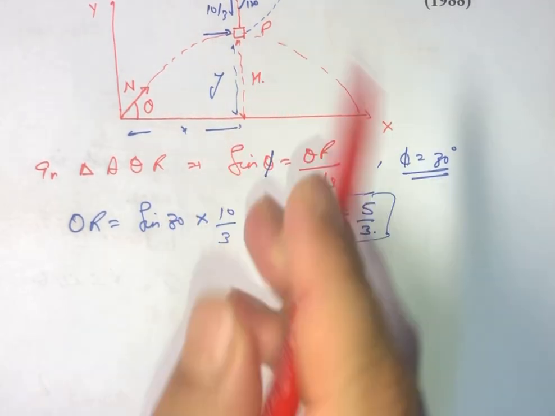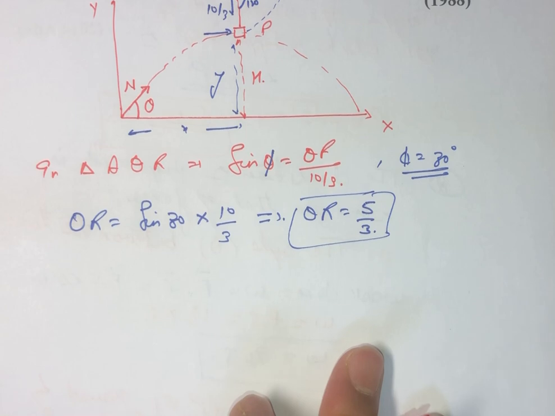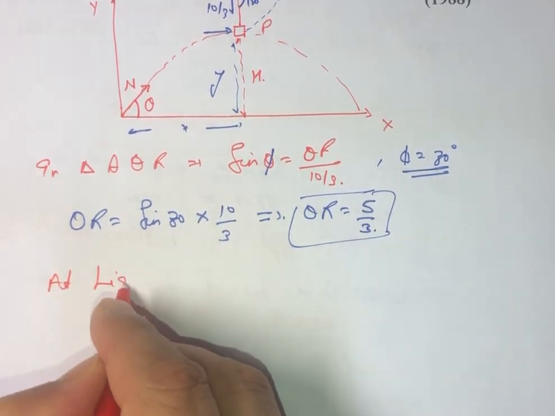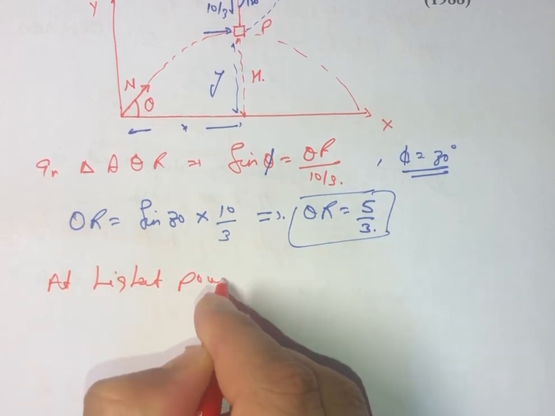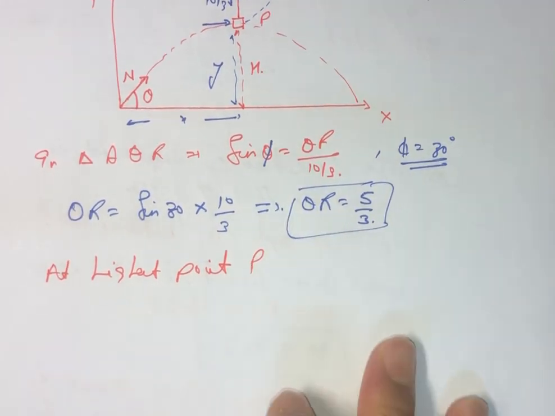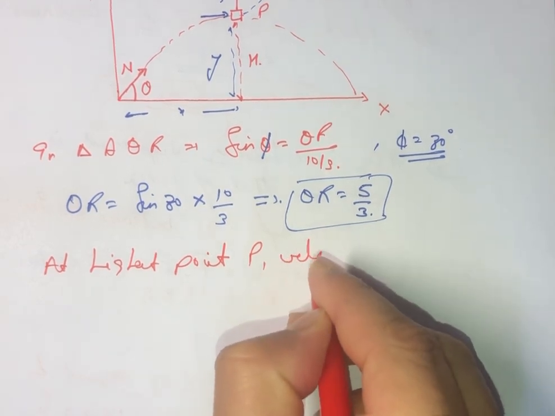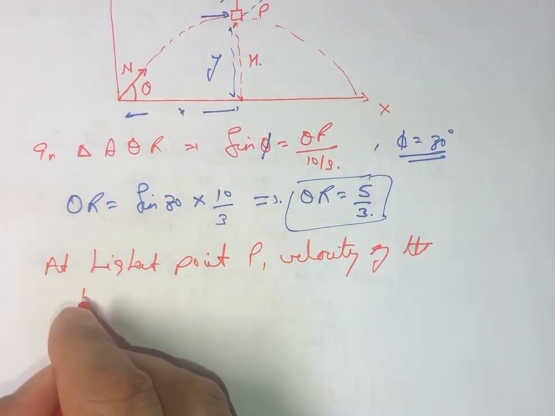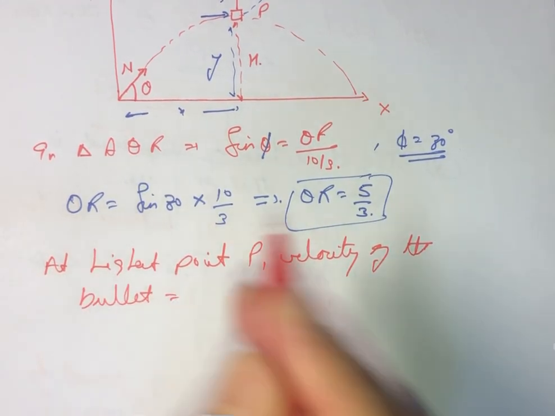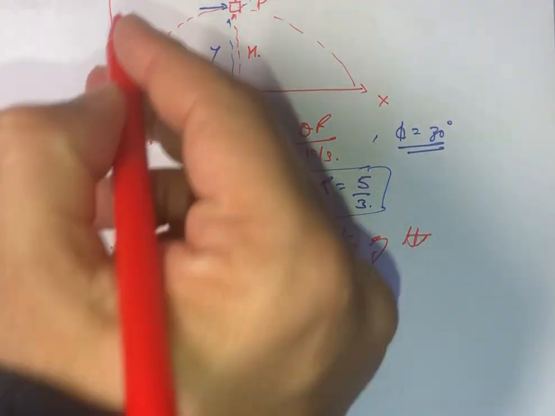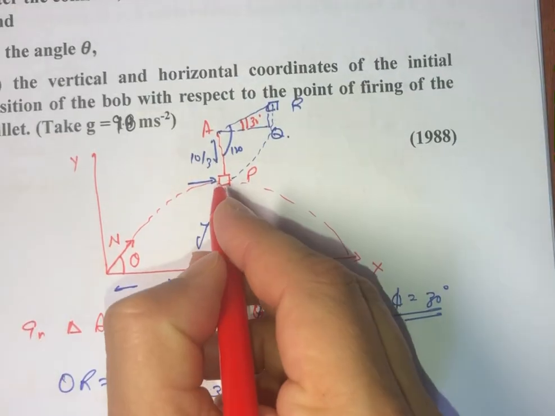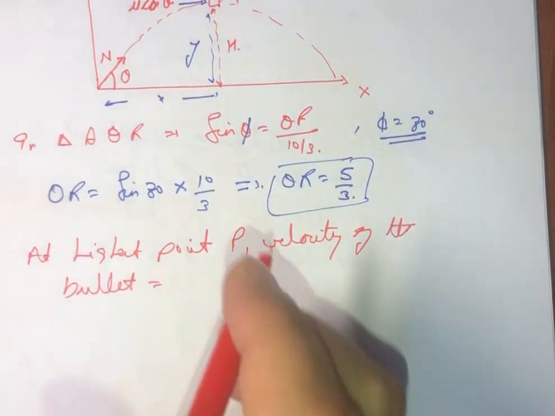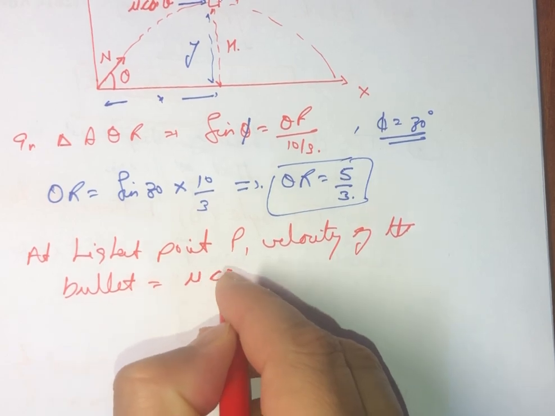Now at the highest point P, we can find out the velocity of the bullet. At the highest point P, the velocity of the bullet will have only one component, that is the horizontal component. So we can say at this point the velocity will be u cos theta. This is u cos theta.